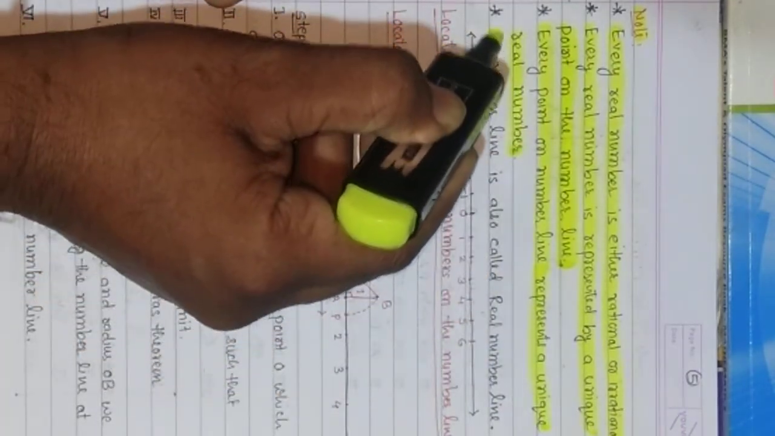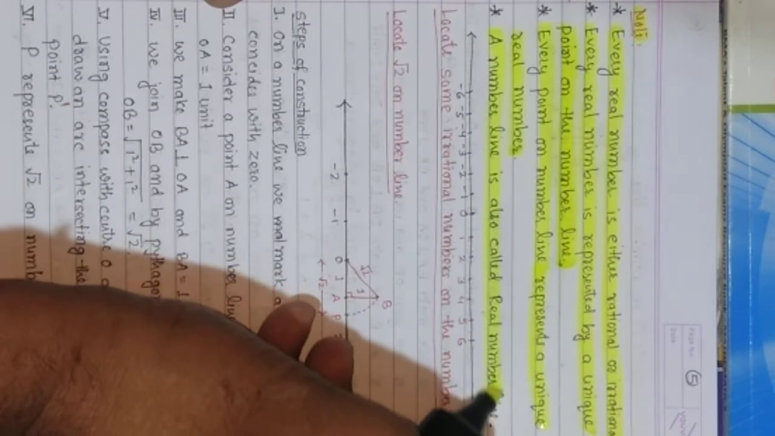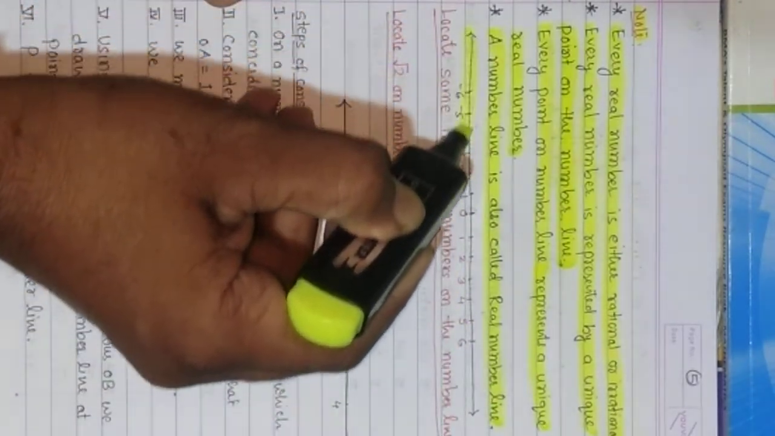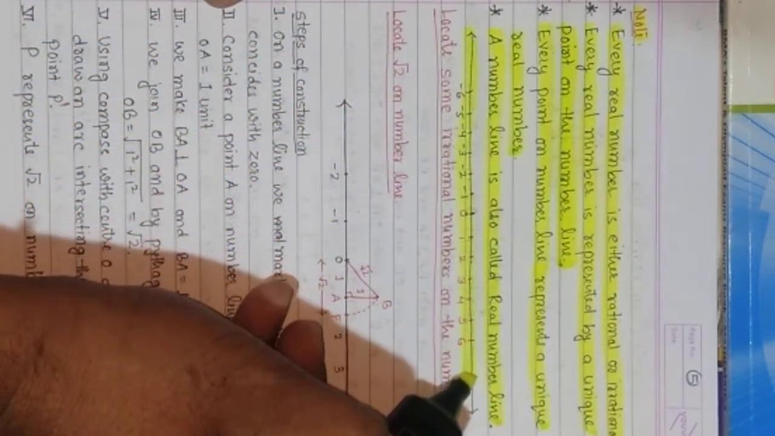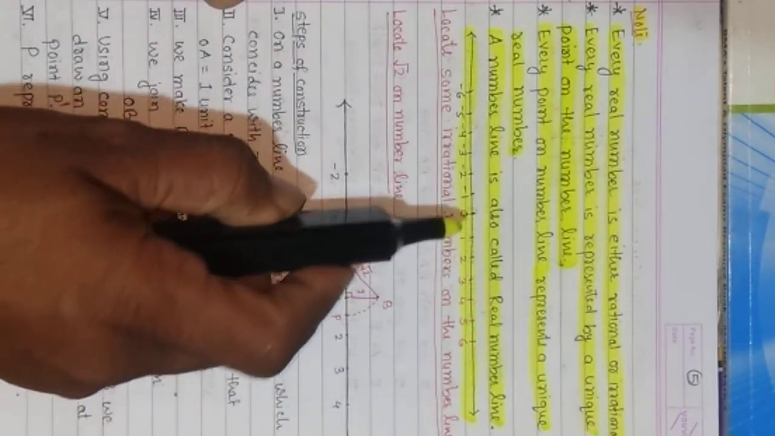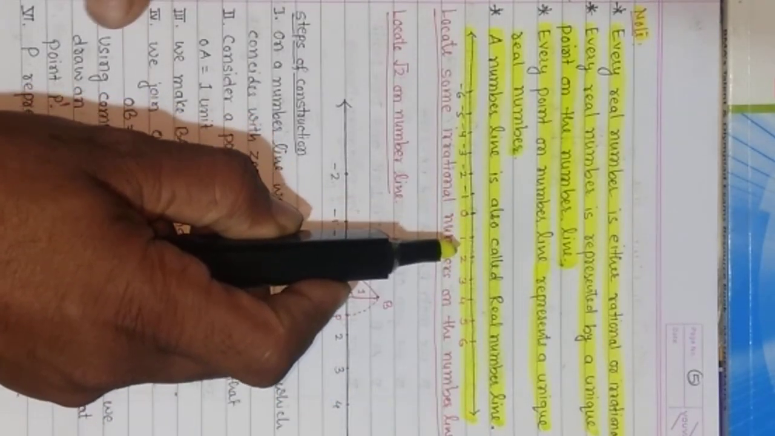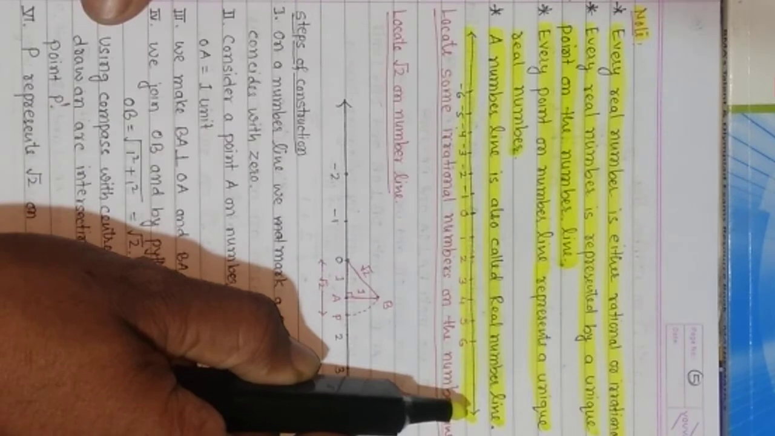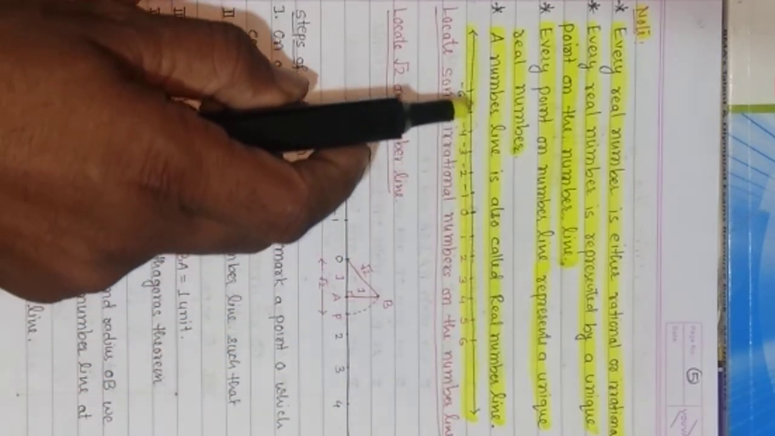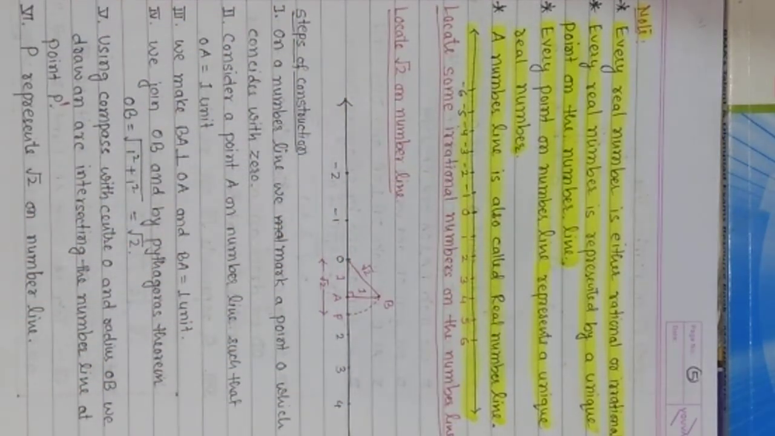A number line is also called the real number line, and I hope you know what a number line is. This is the picture of a number line in which 0 is in the middle, and 1, 2, 3, 4 positive numbers are on the right side and -1, -2, -3 are on the left side. These are some notes about real numbers.